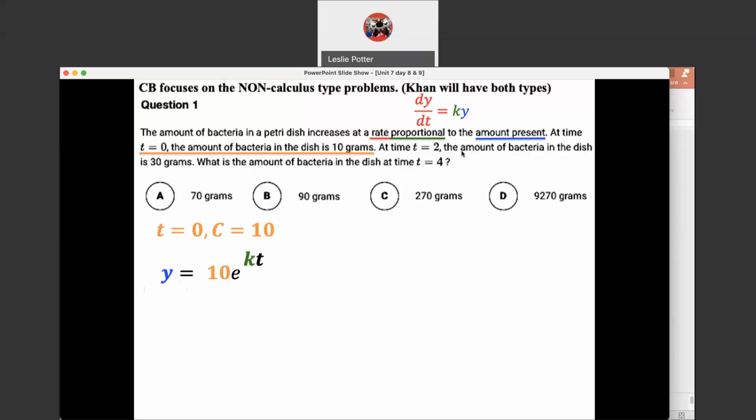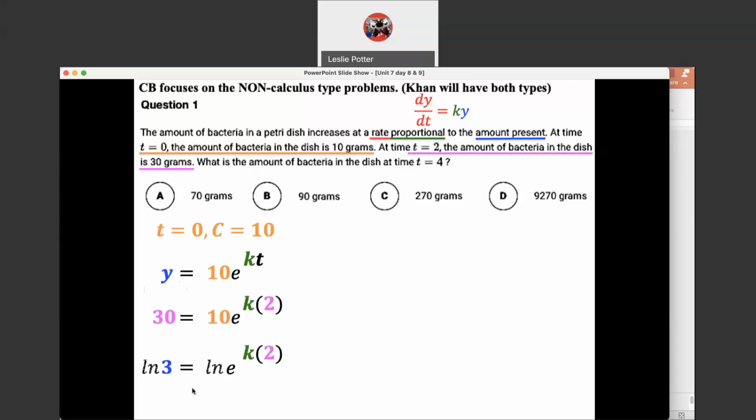And that's what we're going to use the second piece of information for. At time t equals 2, the amount of bacteria in the dish is 30 grams. So when we have 30 grams, we know t is equal to 2. We're going to put a 2 in here, and we're going to solve for k. The first thing we do is divide by 10. We get 3 equals e to the 2k.